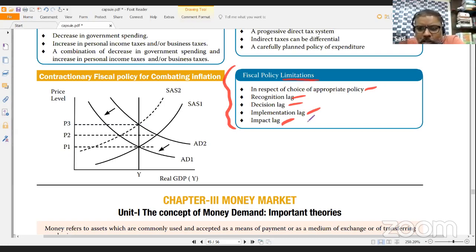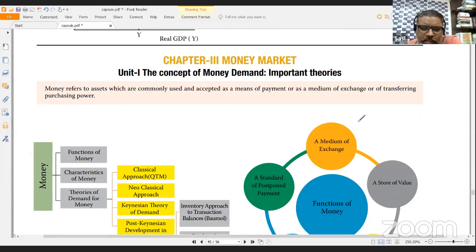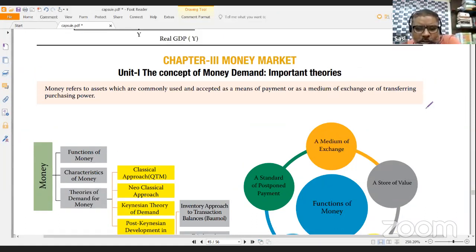The idea may be good, the intention may be good, but still the implementation and impact need not always be good. That is the problem or limitation of fiscal policy. That is there with any government, any country. That is an important aspect of public finance. Government's role in a market is chapter 2, public finance.